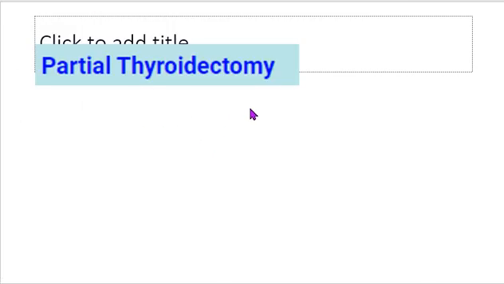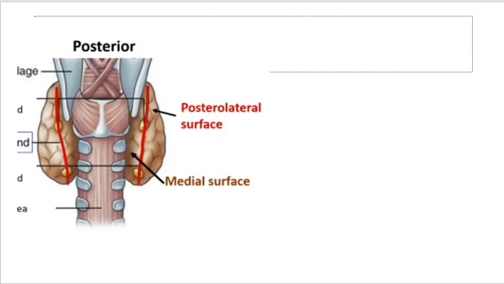In partial thyroidectomy, which part of the thyroid gland is not removed? In partial thyroidectomy, the posterior part of the thyroid lobe is left behind to avoid removal of the parathyroid gland, which otherwise may result in tetany. So this is the location of the four parathyroid glands.